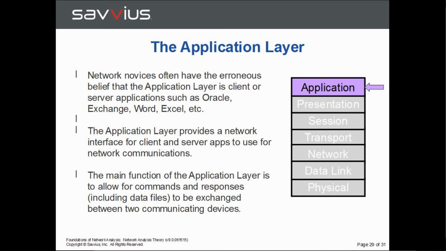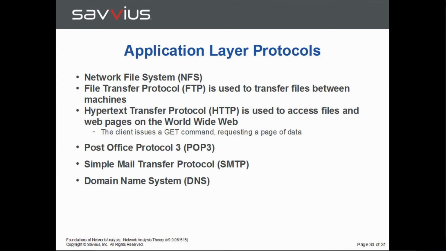At the top of the stack is the network application layer, which allows individual computers and servers to have a place to send data they want transported to another computer or server. Some of the protocols that we see at the top, our application layer, are listed here.